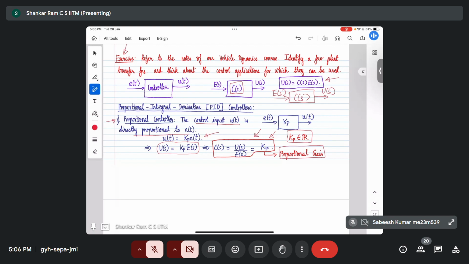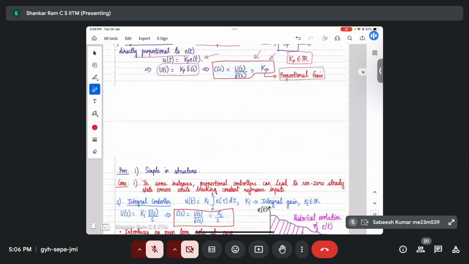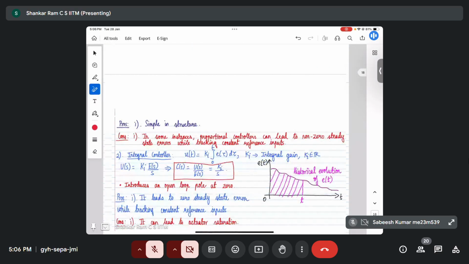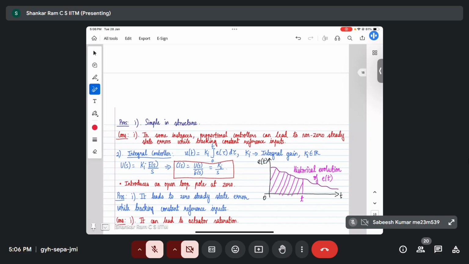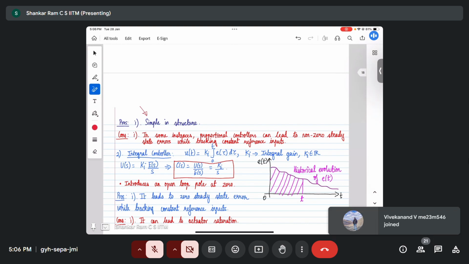We want to multiply by Kp, and then we get the control input U of t. So Kp is what is called the proportional gain. Since there's only one real parameter, the main advantage of proportional control is its simplicity. It is very simple in structure. By and large, one would try to start the control design with a proportional controller.